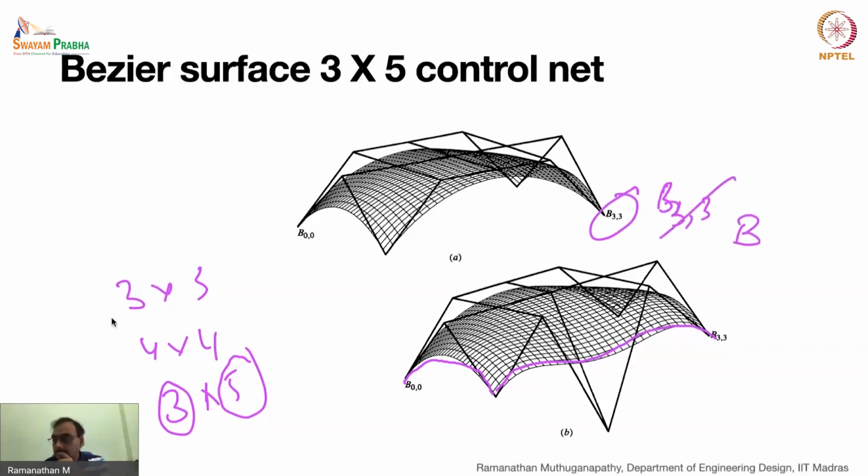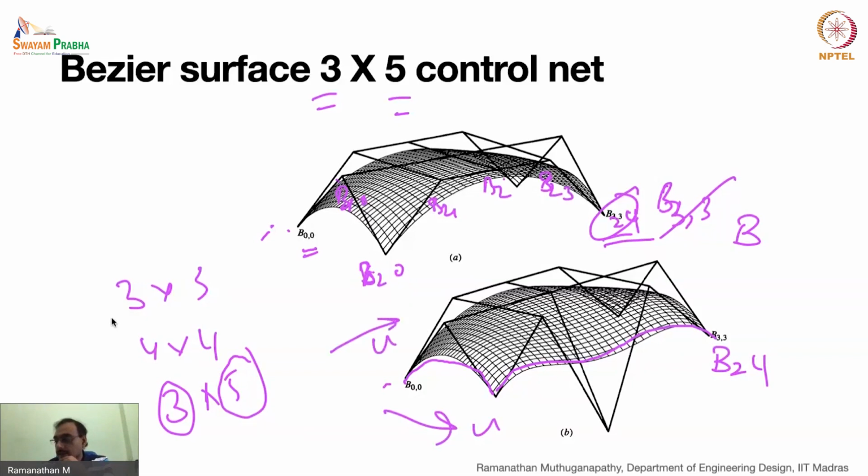So it should be B. So this is 0, 1, 2, right? So this is 0, 1, 2. So this is B0,0. Let's say B1,0 and B2,0. So you are going to increase. So this is B21, B22, B23, B24. See, this has to be index 1 less than these, right? So this has to be B24. So assuming this is the U direction and the other one is the W direction.